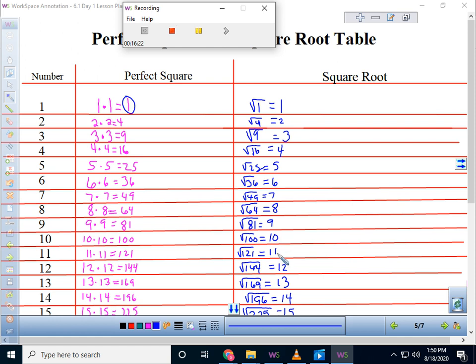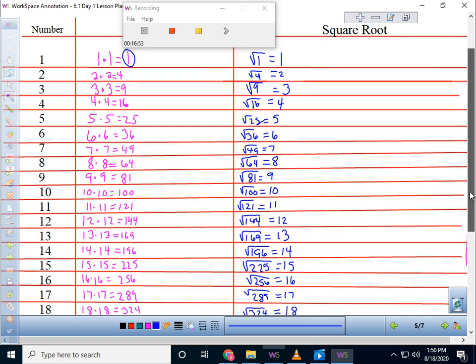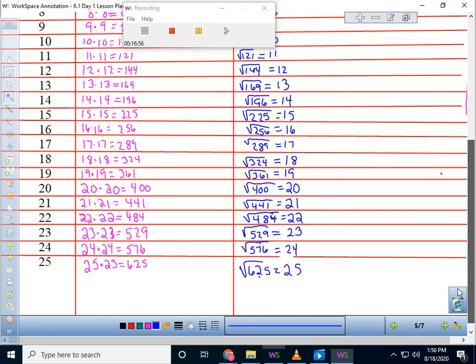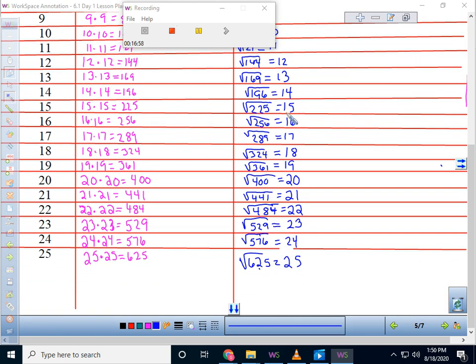The square root of 121 is 11. The square root of 144 is 12. The square root of 169 is 13. The square root of 196 is 14. The square root of 225 is 15. The square root of 256 is 16. The square root of 289 is 17. The square root of 324 is 18. The square root of 361 is 19.